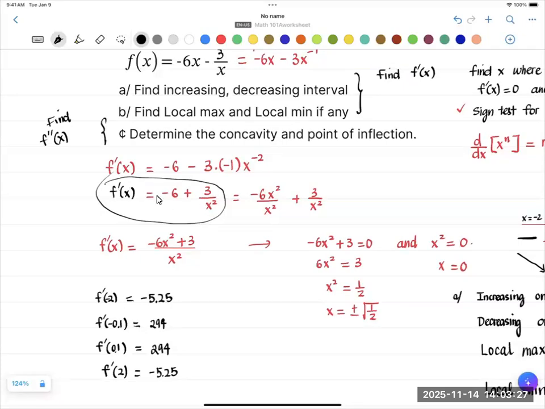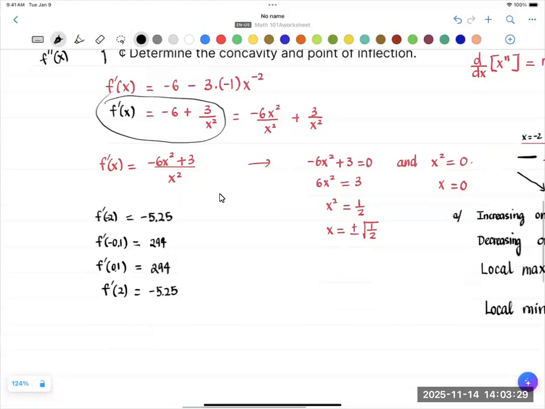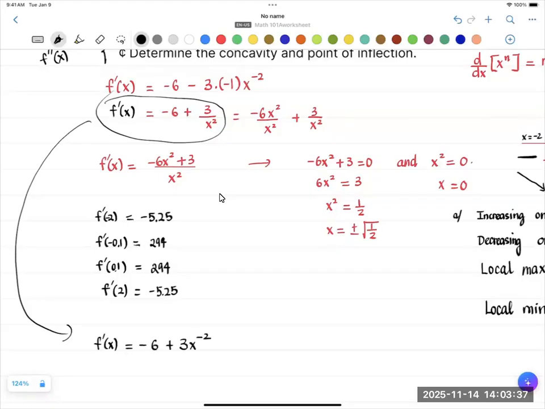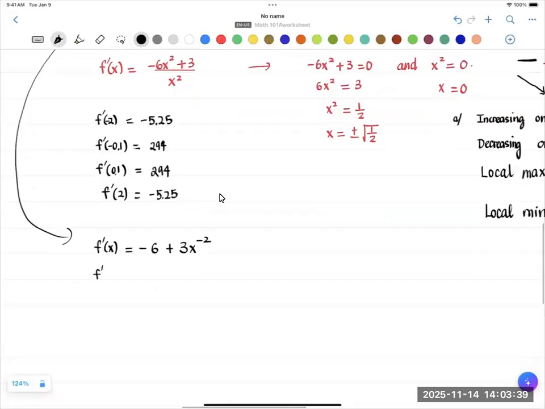squared. So since f prime is negative 6 plus 3x squared, I can rewrite f prime as negative 6 plus 3x to the power negative 2. And then I'm going to take the second derivative. My second derivative will be 0 for the derivative of negative 6, and then the derivative of 3x to the negative 2 will be 3 times negative 2x to the power negative 3. That gives you 6 over x cubed.